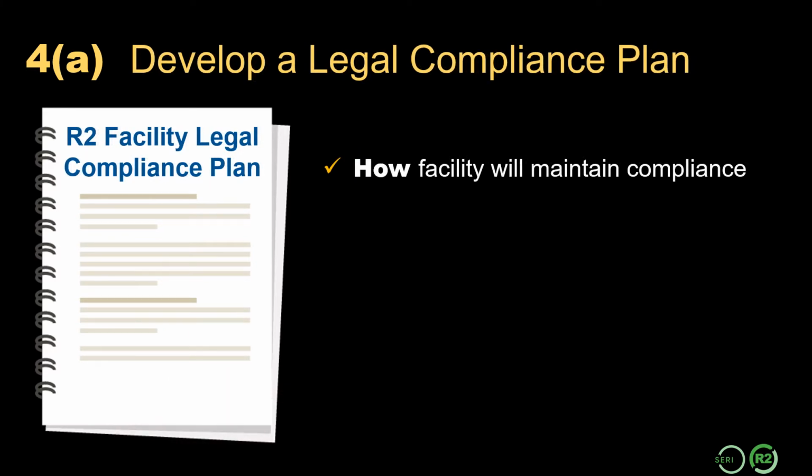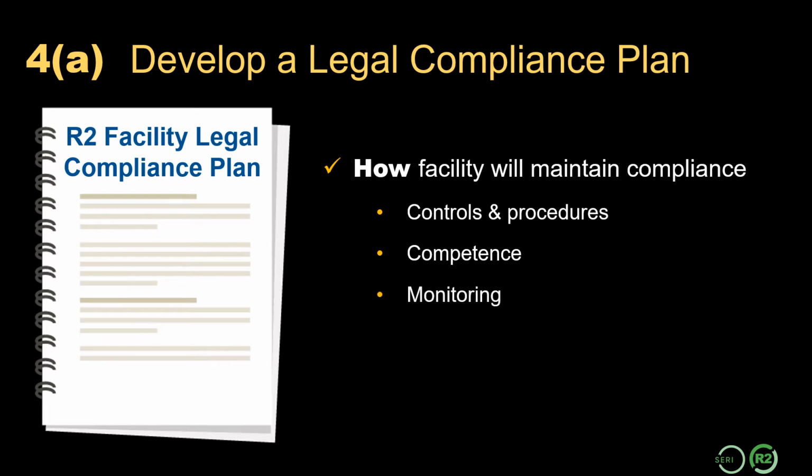In addition to identifying requirements, the legal compliance plan must describe how the facility will maintain compliance. It should outline the controls and procedures implemented by the facility to comply with the identified requirements. It should also define the competence that is required by individuals responsible for key operations having to do with compliance. For example, an employee responsible for regulated or hazardous shipments should be knowledgeable of the hazards and regulations related to shipping such items. The facility must also document the monitoring that is required for the facility to maintain full compliance to all the legal and other requirements identified in the plan.